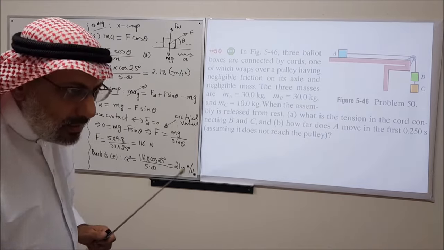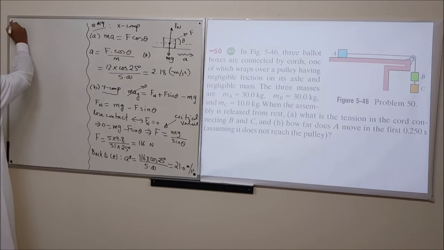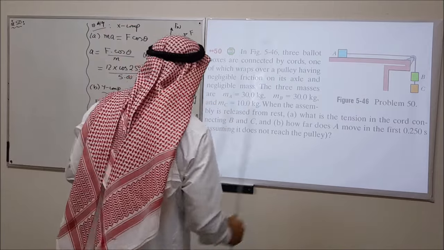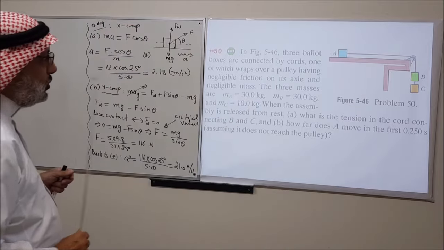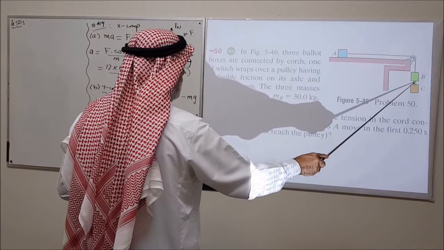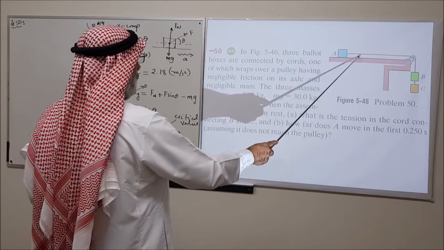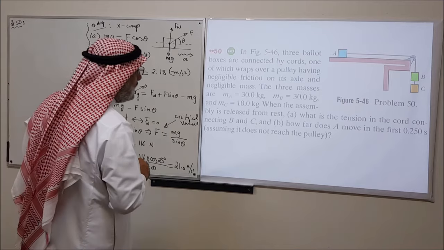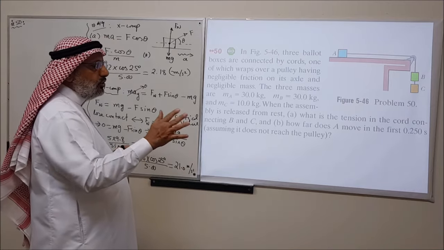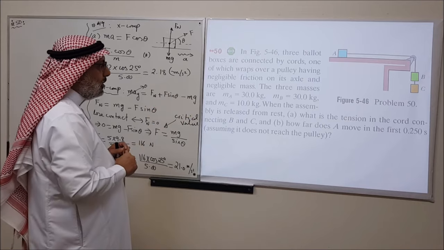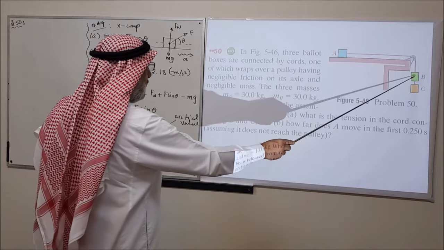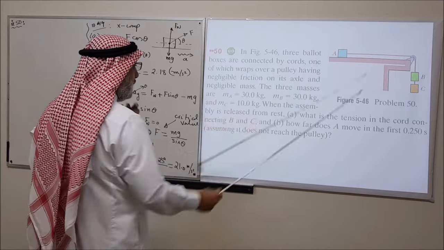Problem 50 says, in this figure, three boxes, A, B, and C, are connected by cords, one of which, that's this cord here, wraps over a pulley having negligible friction on its axle and negligible mass. So we don't have to worry about the masses of the cords or the pulley. The three masses are, m_A is 30 kilograms, m_B 30 kilograms, and m_C is 10 kilograms.